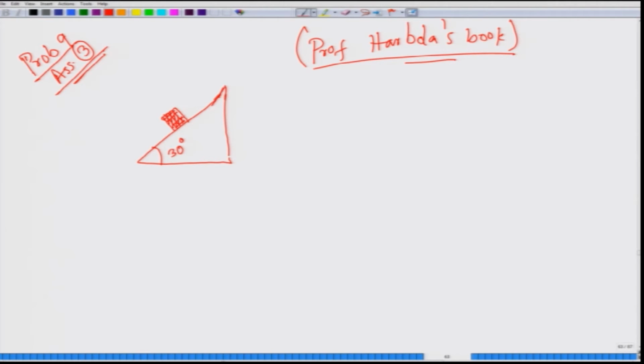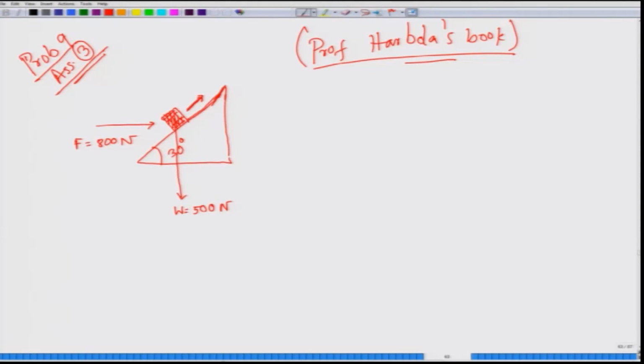Now, the weight of the block is given, which is 500 Newton, and a horizontal force F equal to 800 Newton is being applied to this block. This block is just about to move up the inclined plane. As you know, the frictional force is always there to oppose the motion. So, I have the block about to move upward, so the frictional force will be downward.